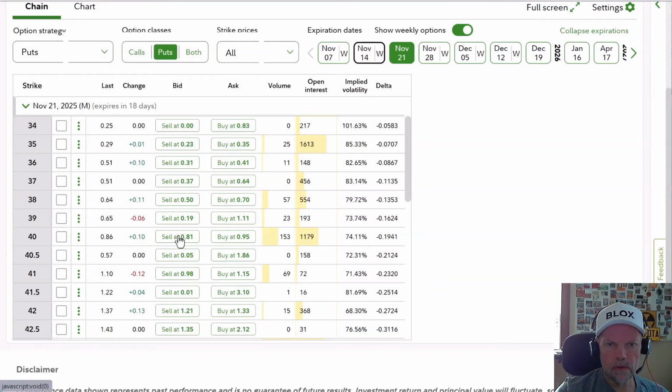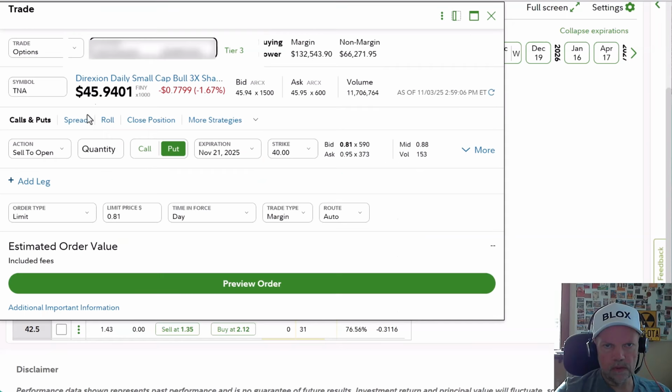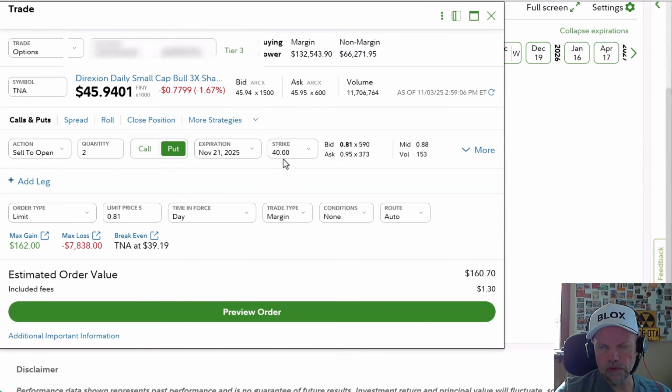Let's do two of them at 40. This is the current price. I'm selling this cash secured put. I'm going to do two of them. November 21st, strike price is 40. So if it goes down to 40, and if it's at 40 on November 21st, if I don't buy it back earlier, I'll have to buy 200 shares because I'm doing two contracts at $40 a share.